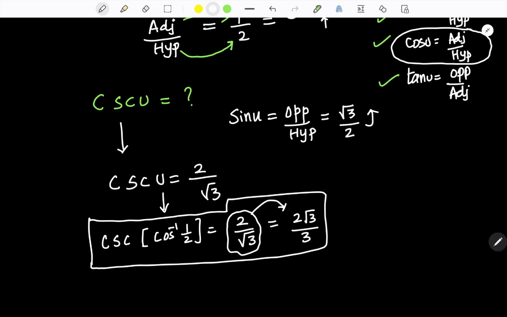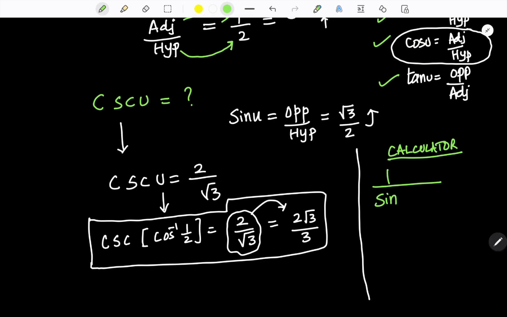So you need to press cosecant. So now let me explain how the calculator works. In the calculator, there is no cosecant. So what we are going to do is write 1 divided by sine of this quantity, cos inverse 1 over 2.